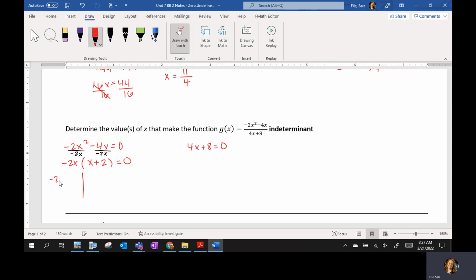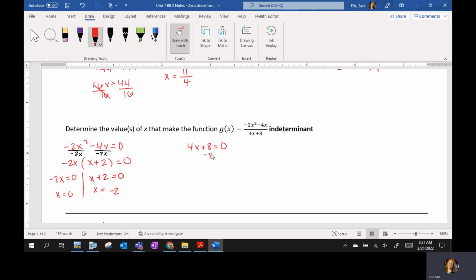So you can say, okay, negative 2x equal to 0, x plus 2 equal to 0. Because if either one of these equals 0, the whole thing equals 0, right? Okay, so that's what we're doing. We're split and solve. So this one would end up being negative 2. And this would just end up being 0, wouldn't it? I divide the negative 2 over. 0 divided by a number is 0. Okay, so I've got two solutions for this numerator. So now I need to solve the denominator.